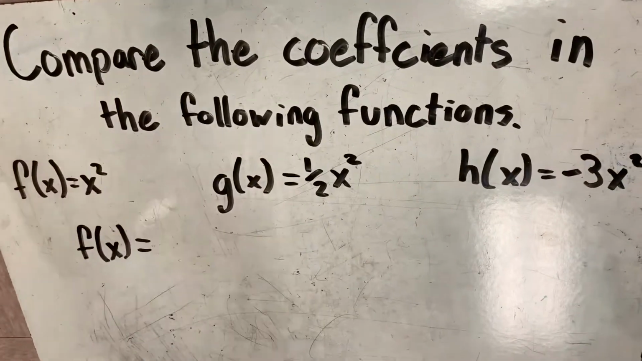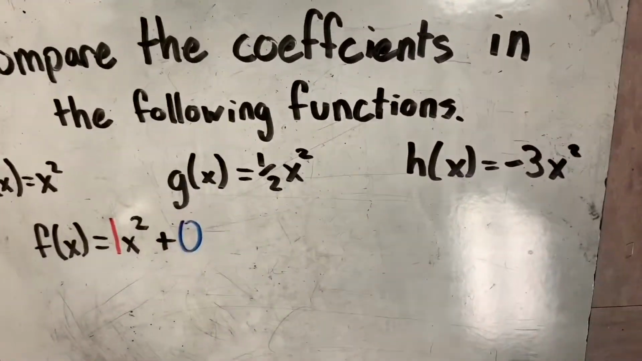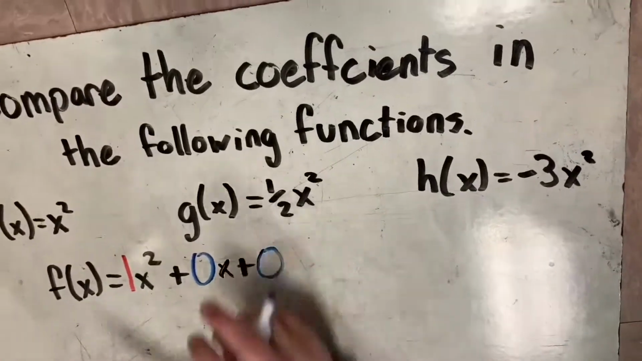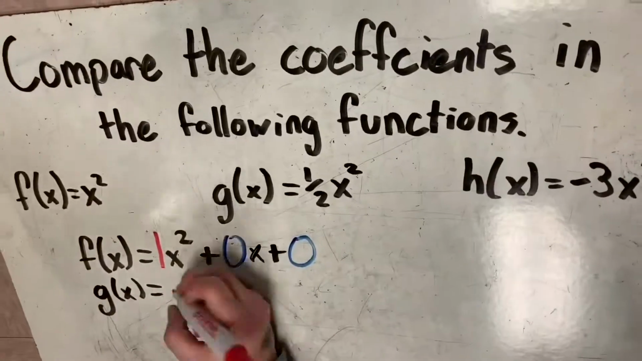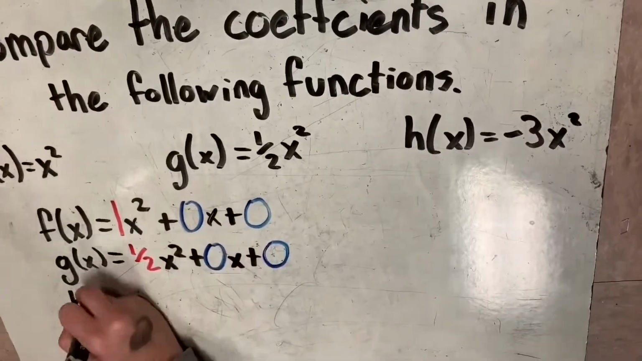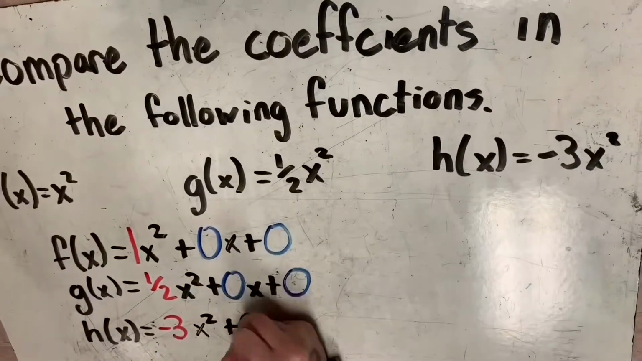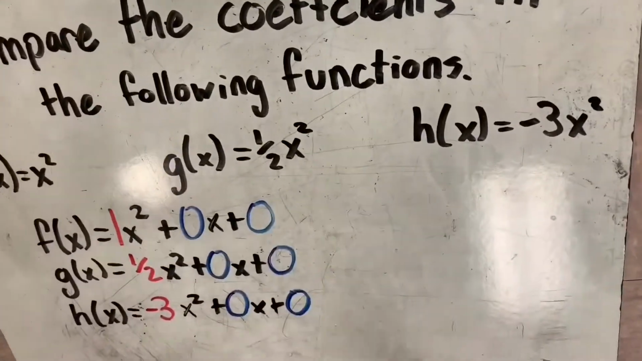f of x equals x squared. g of x equals half x squared. h of x equals negative 3x squared. f of x equals 1x squared plus 0x plus 0. g of x equals half x squared plus 0x plus 0. h of x equals negative 3x squared plus 0x plus 0. The similarities are b and c because they're both 0, and the only difference is the value of a.